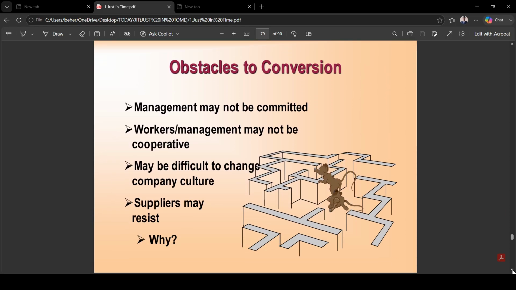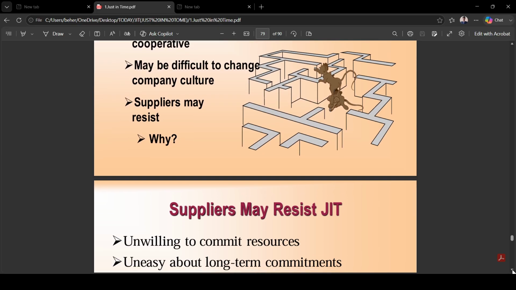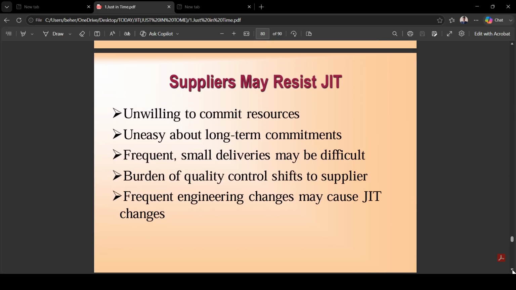Obstacles: management may not be committed. Workers or management may not be cooperative. It may be difficult to change company culture. Suppliers may resist. Why? Suppliers may resist JIT because they are unwilling to commit resources, uneasy about long-term commitment, frequent small deliveries may be difficult, the burden of quality control shifts to the supplier, and frequent engineering changes may cause JIT changes.